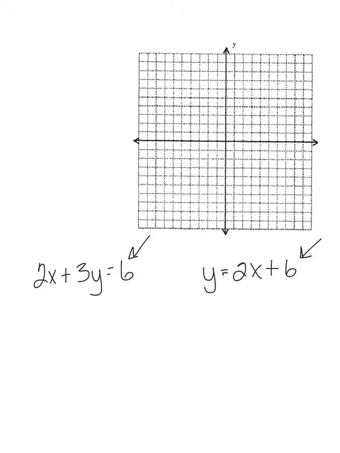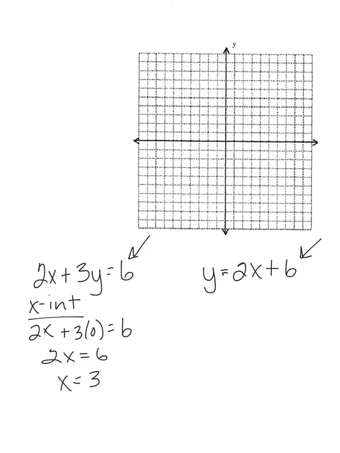So in order to find your x-intercept, you simply plug in 0 for y. So you get 2x plus 3 times 0 equals 6. And it's going to cancel that y out right away. So you have 2x equals 6, x will equal 3. So my x-intercept is 3, which means I start at my origin, I count over 3 across the x-axis, and I put a dot.